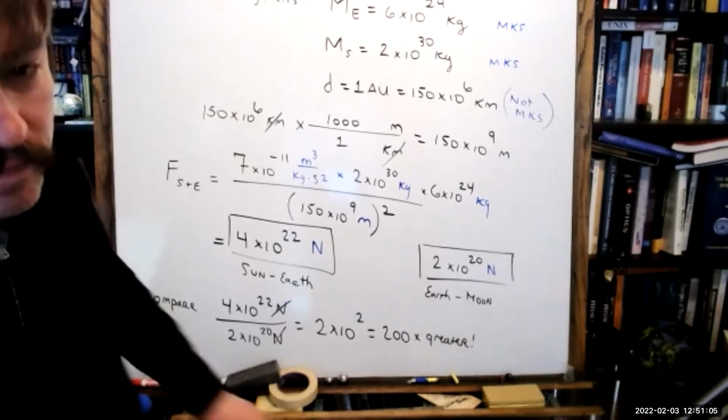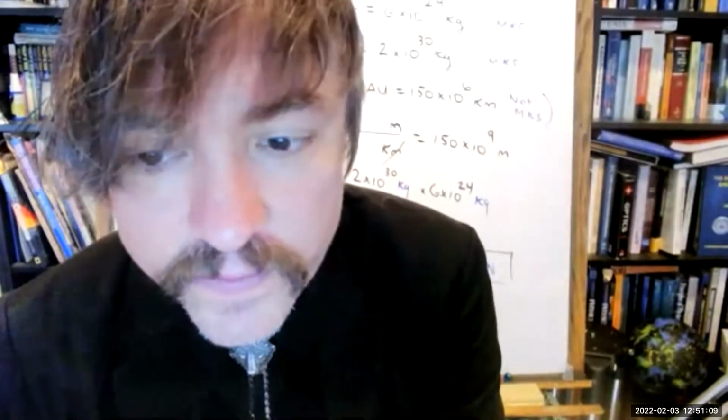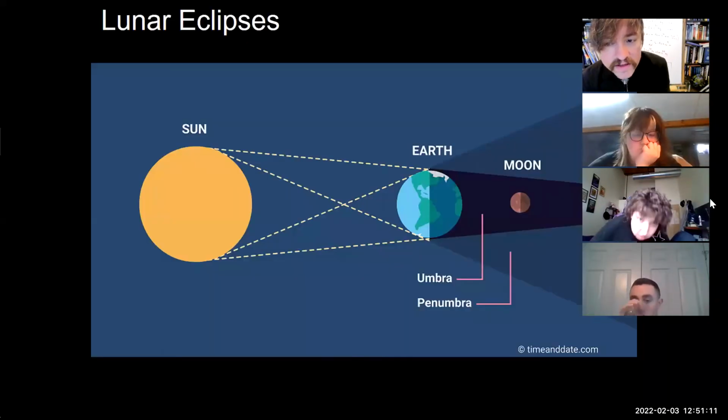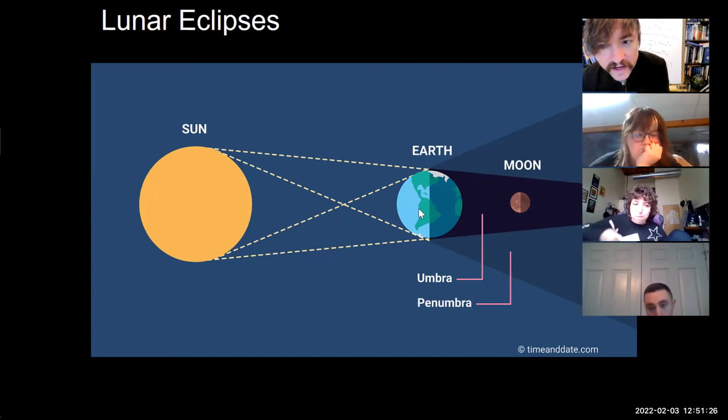Now, I want you to think about something for a second. What causes tides on Earth? The moon. The gravity of the moon. Why doesn't the gravity of the sun cause tides if it's 200 times greater? Because it's a lot farther than the moon.